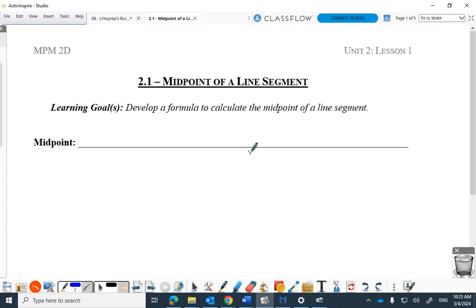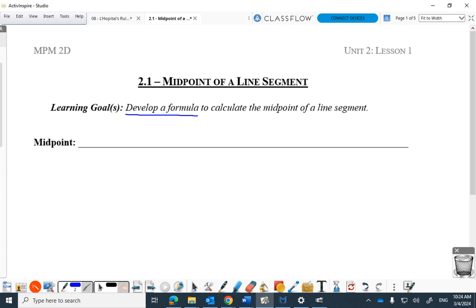This one's called midpoint of a line segment. It's as easy as it sounds. We're finding the middle of a line segment. Develop a formula, though. We're going to get a formula to calculate the midpoint of a line segment. You might be like, do we really need a formula? And the answer is, yeah, we're going to need the formula. It's not going to seem like it at first.